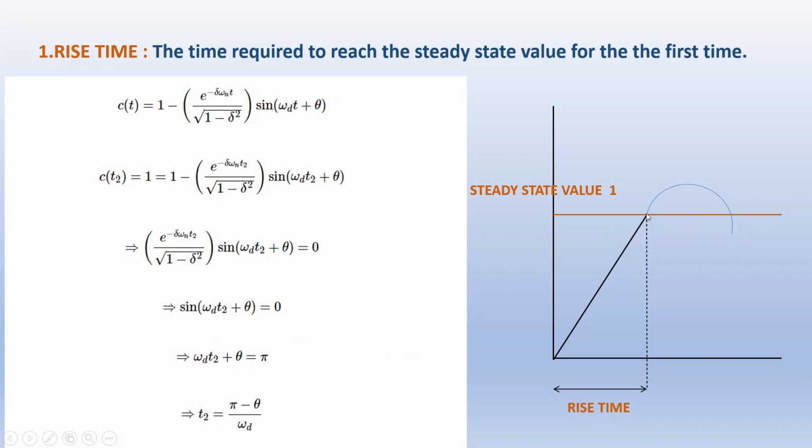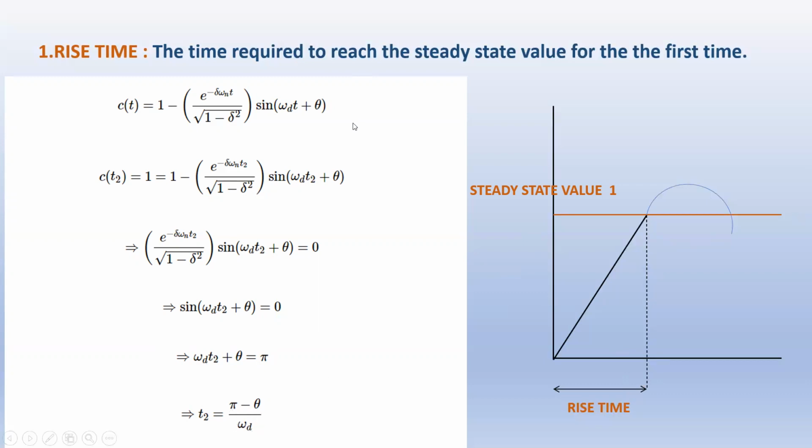This is depicted in the following figure. It is reaching 1 for the first time and for the second time, and it will cross n number of times. Here we have n, but we are calculating the rise time, that is for the first time, so we place n equal to 1. The rise time tr is then obtained from this equation as pi minus theta by omega d.